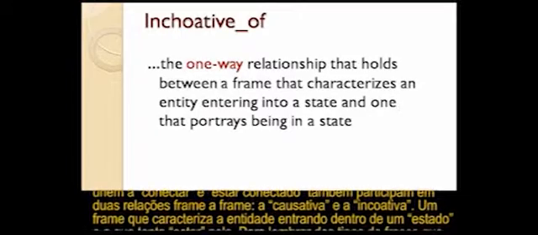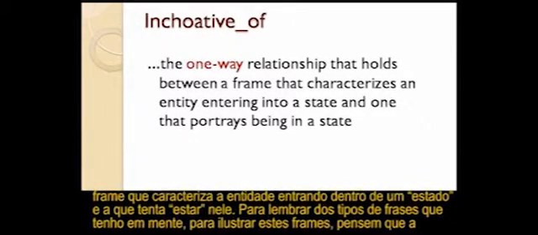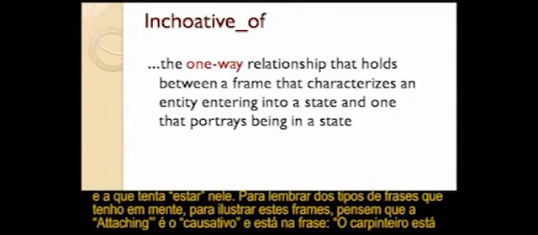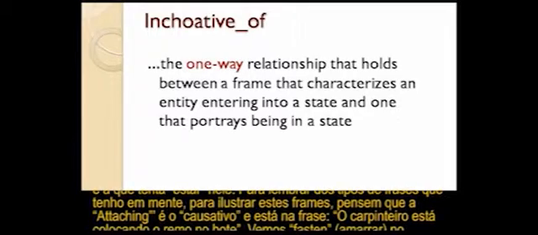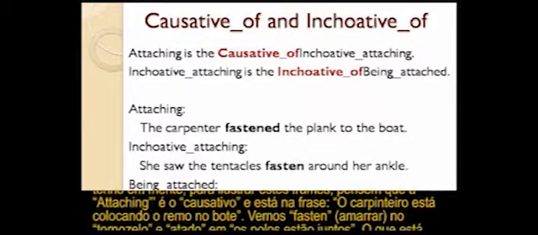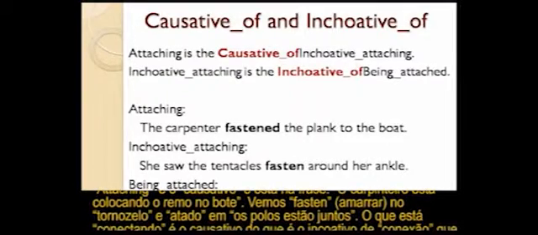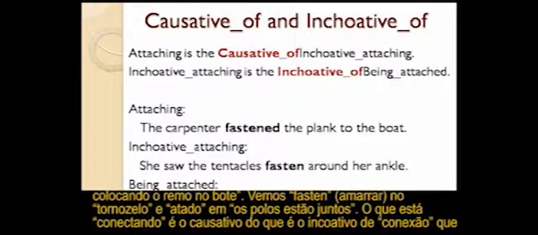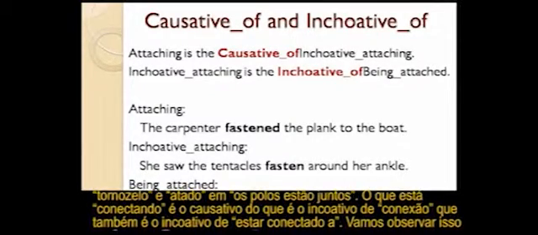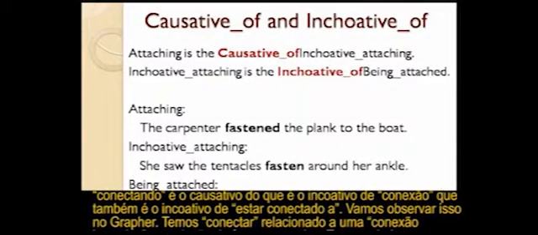To remind you of the types of sentences I have in mind for illustrating these frames, remember that attaching is the causative, and here's a sentence: the carpenter fastened the plank to the boat. Inchoative attaching: she saw the tentacles fasten around her ankle. And being attached: the poles were fastened together. Attaching is the causative of inchoative attaching. And inchoative attaching is the inchoative of being attached.